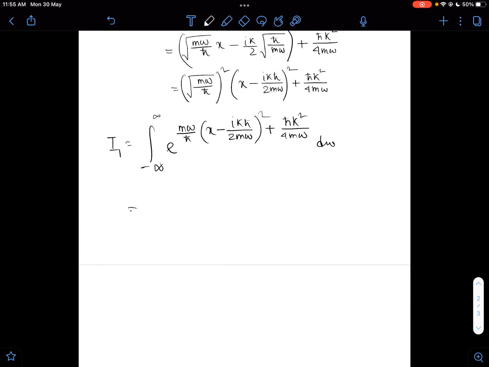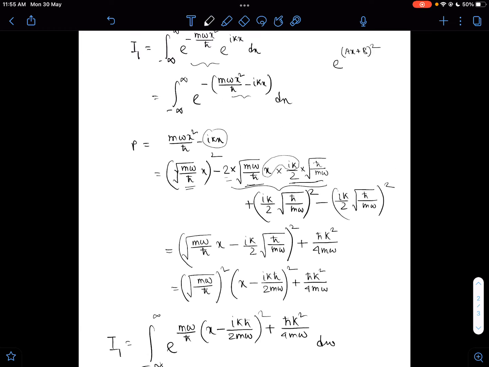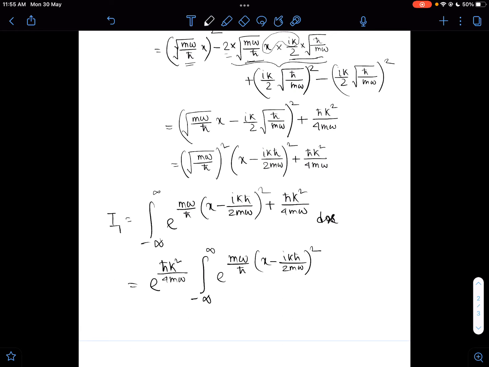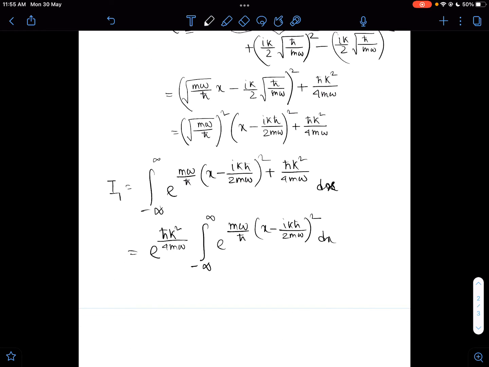So we can take out this term, e to the power ħk² by 4mω, and here we have the integral from minus infinity to infinity of e to the power mω by ħ (x minus iħk by 2mω) whole squared, dx. So this is our I1.